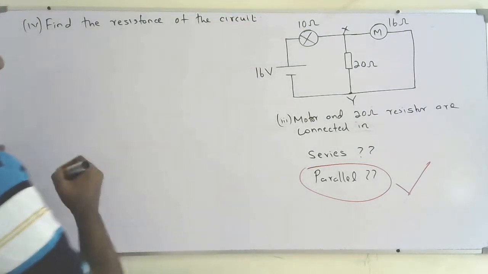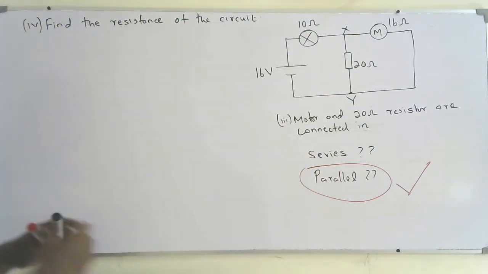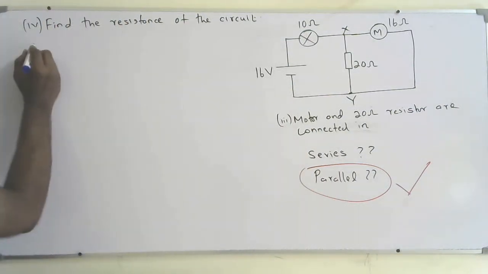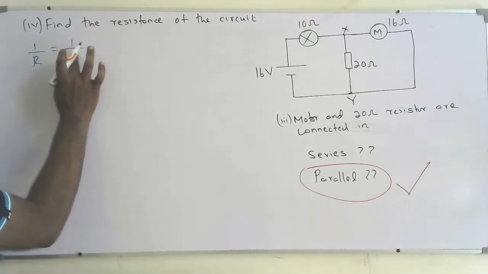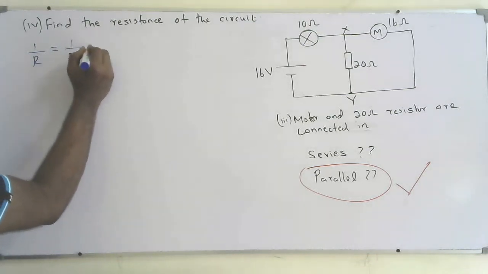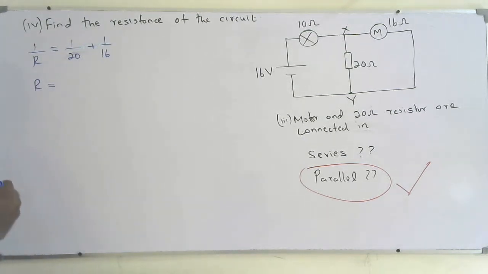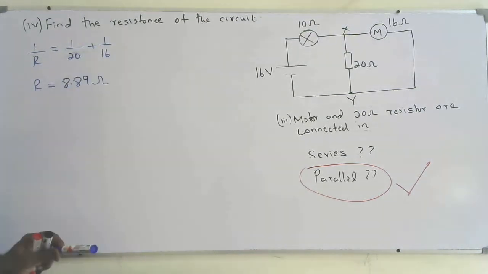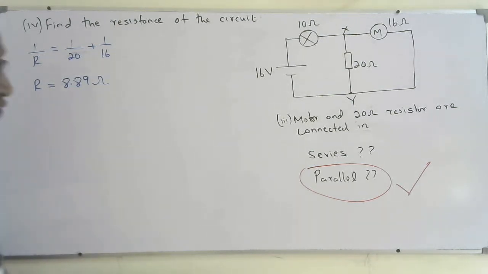Okay, how can I find it? First, I consider these two. They are connected in parallel. So I can use 1 over R equals 1 over 20 plus 1 over 16. Find the R. So that will be 8.89 ohms.